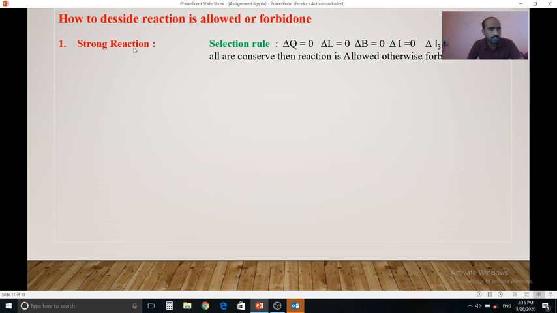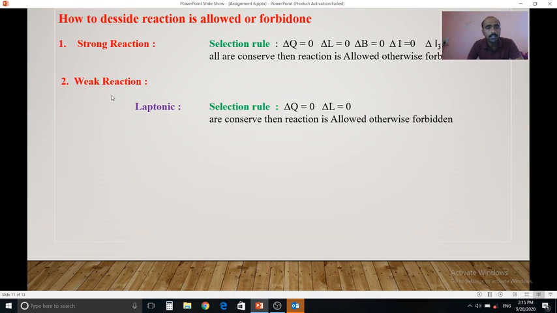If we decide the given reaction is a strong reaction, then we use the selection rule: del Q is equal to 0, del L is equal to 0, del B is equal to 0, del I is equal to 0, del I3 is equal to 0, and del S is equal to 0. If all are conserved, then the given reaction is allowed, otherwise forbidden. The second one is the weak reaction. In weak reaction, first leptonic.